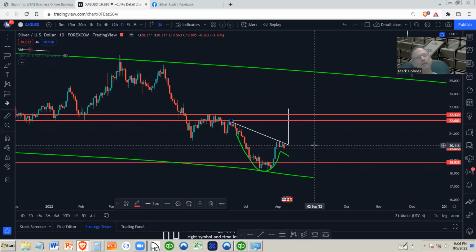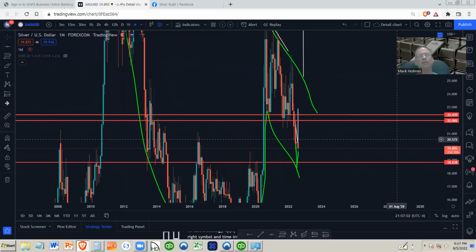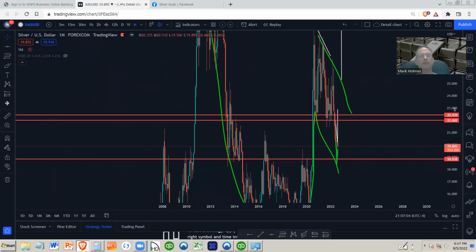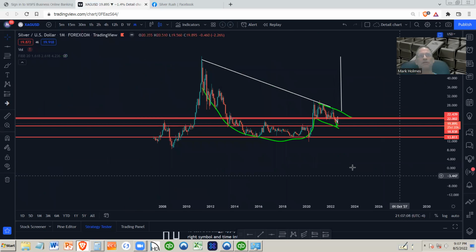I'm excited about this. We've got some very bullish movements here with silver. We do have some lower lows going here, so we're going to watch that. But anyway, that on the monthly timeline is, to me, very exciting. Very exciting.